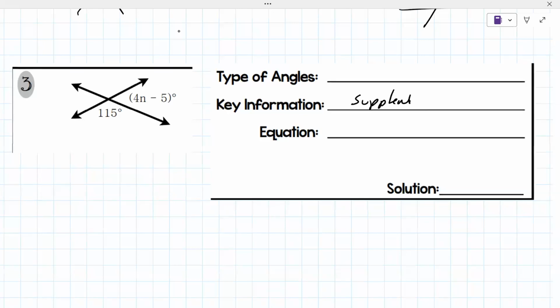These make up what's called a linear pair. A linear pair. Okay. So the equation is that angle one plus angle two equals 180. 115 plus. Okay. Do you want me to solve that? Sure. Yeah.